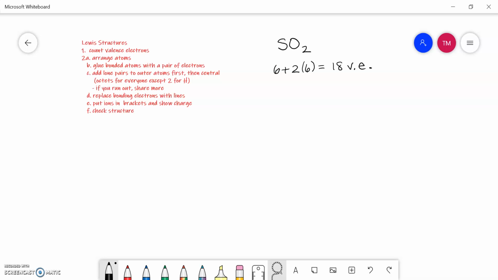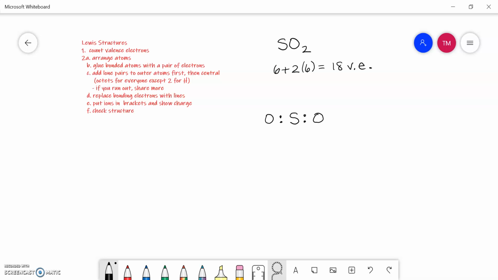How are we going to arrange these? Sulfur is the first atom listed, so we'll put it in the middle, and we'll attach the oxygens to it. Again, it doesn't really matter where you put the oxygens right now. You can put them on left and right, top and bottom, left and top, whatever you want. But we do have to glue them on, so we're going to go ahead and use a pair of electrons to attach each of the oxygens. That used up 4 of our valence electrons.